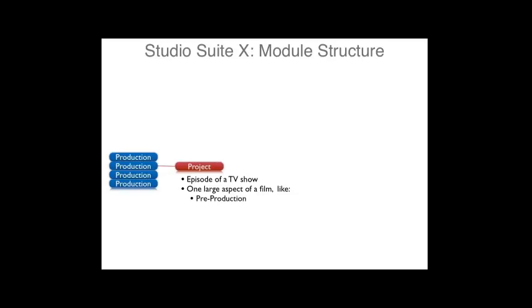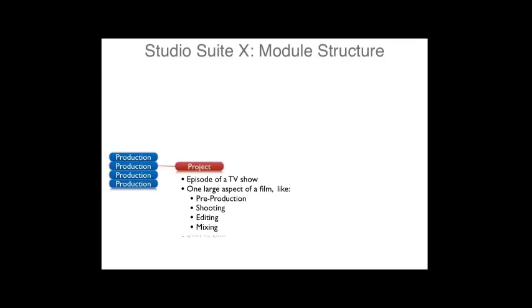And looking at the attendee list, it looks like most of you have seen this next screen already, but I'm going to review it again anyway, which is the Studio Suite hierarchy. The highest level is the production, which could be a season of a TV show, a feature film, or a large multi-phase project. And you can have, of course, many productions going on at once. And within each production, you can have one or more projects. And a project equates to something like an episode of a TV show, or a large aspect of a film like pre-production or shooting or editing.